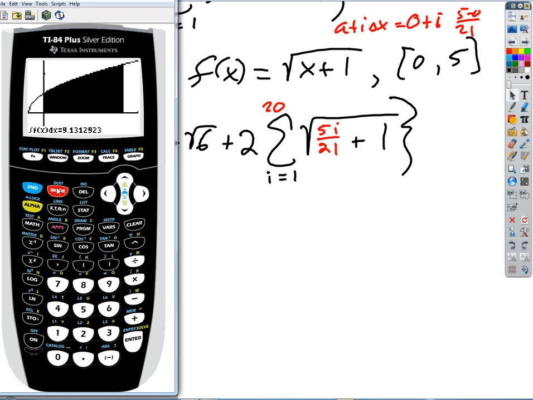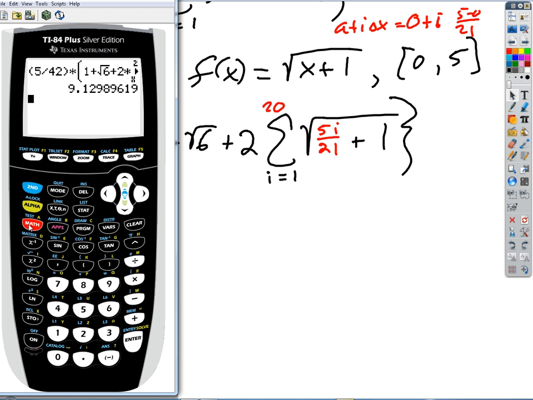The other way we can do without having to do this graphically is if we just go math and then go down to number 9, where it gives us the definite integral template. So I can just go 0 to 5 of square root x plus 1 dx. It looks like a normal definite integral.